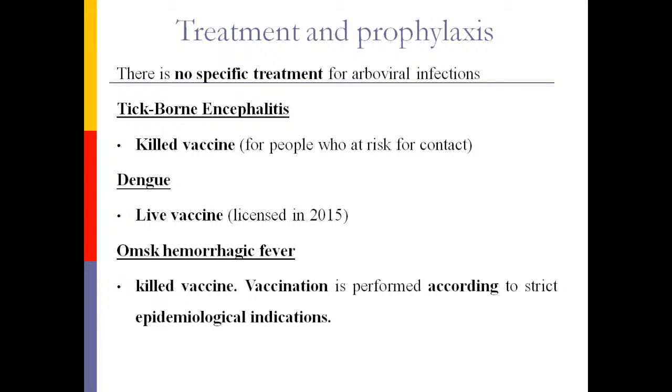And in Omsk hemorrhagic fever, there is a killed vaccine. Vaccination against Omsk hemorrhagic fever is performed according to strict epidemiological indications, if there is this disease in the region. In immunology, I explained what epidemiological vaccination is, if there is a risk of this disease in the region.